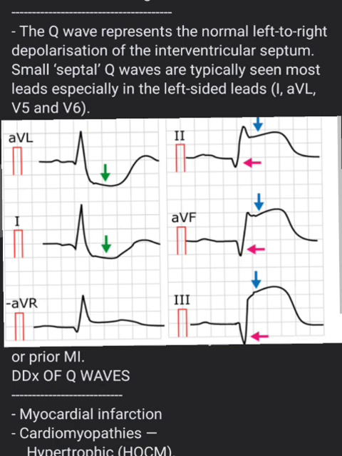However, cardiomyopathies like hypertrophic cardiomyopathy, infiltrative myocardial disease, rotation of the heart, extreme clockwise or counterclockwise rotation, and lead placement errors, for example, upper limb leads placed on lower limbs, could occur and lead to Q waves on ECG.